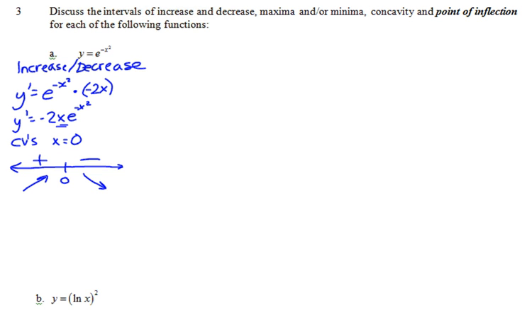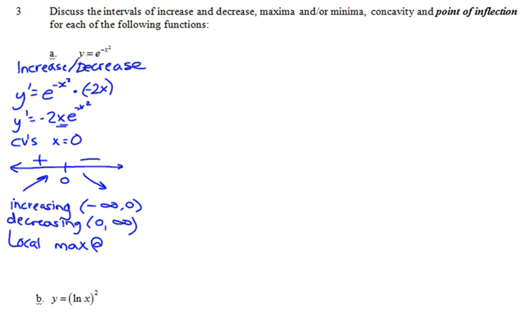So at this point, you'd still have to state increasing from negative infinity to 0, decreasing 0 to infinity. And do we have a max or a min? Local max at, because they're going whoop, x equals 0. And when x is 0, what's y? 1. So 0, 1. That was easy.